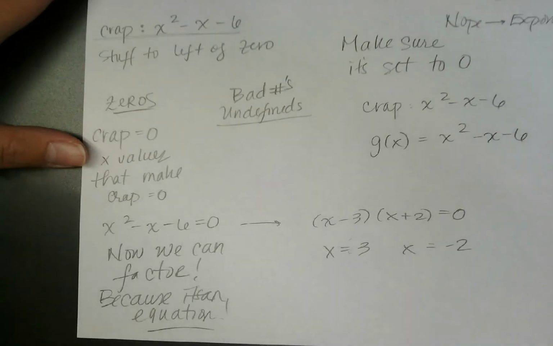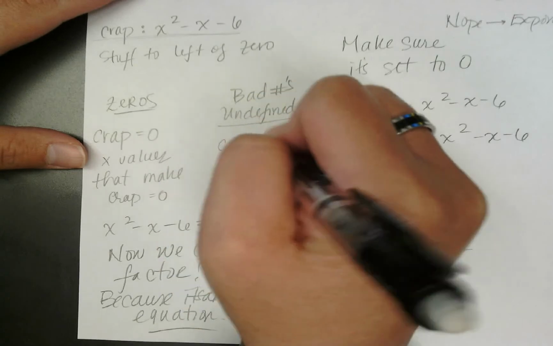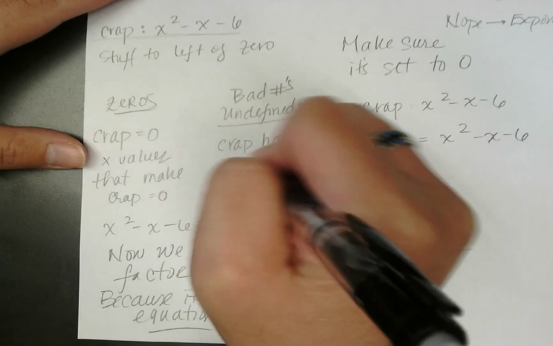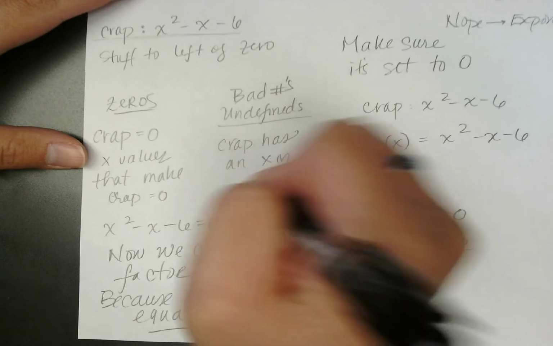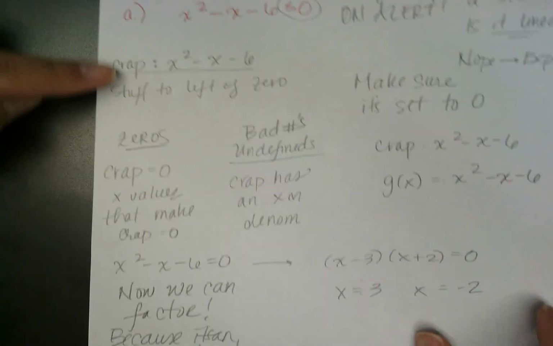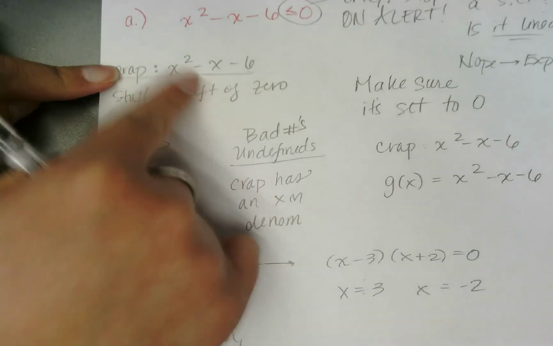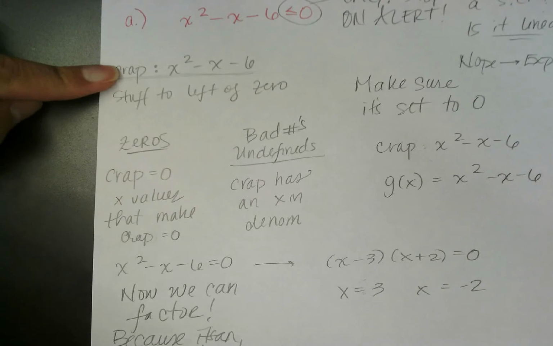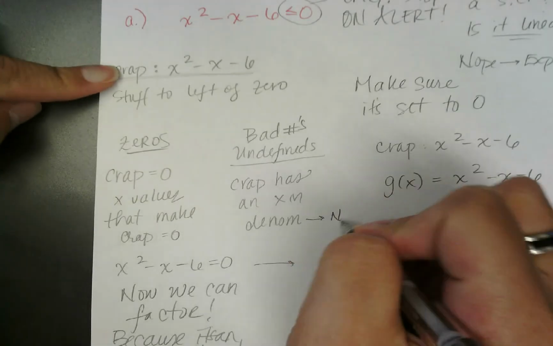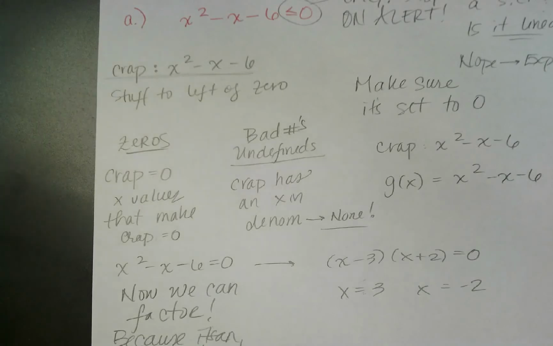Alright. Bad numbers. That's when the crap has an x in a denominator. Does your crap have x in the denominator? Look at your crap. No. So you can plug anything you want in here and nothing's undefined. You're fine. So none. That's how you start your sign chart. This is how you build it.